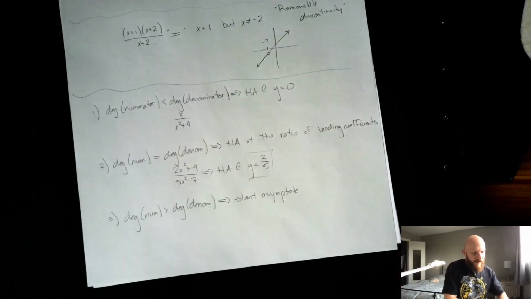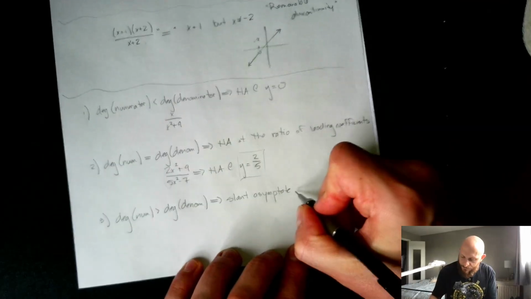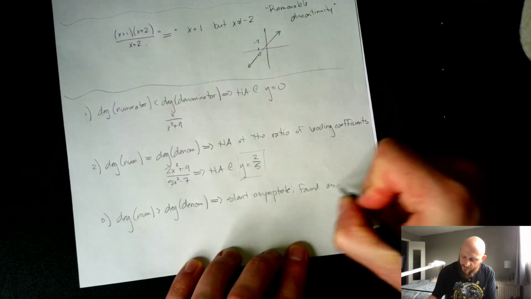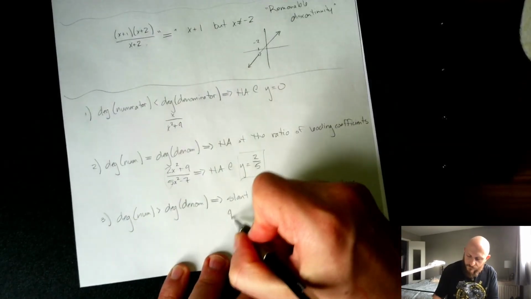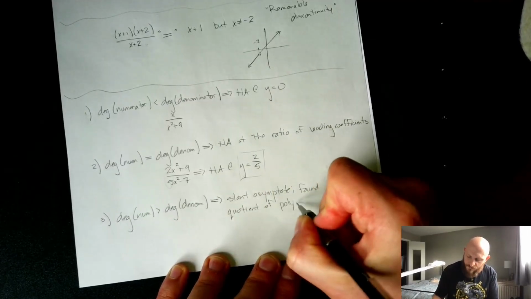And so how do we find that? Well, we find that through polynomial division. It's found as the quotient of polynomial division.